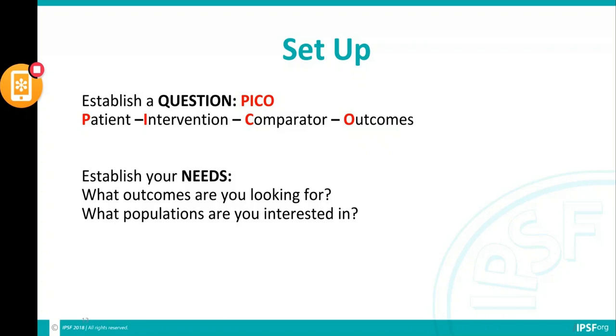So PICO stands for patient, which would be the P, and that's establishing your study population: which patients were studied, and is it the same patients that I would like to study? The intervention, the I. So in the case of a diabetes patient, you want to make sure, am I looking at patients receiving insulin and those outcomes, or am I looking at a patient receiving an oral medication and those outcomes? Those are two very different possible interventions for patients.